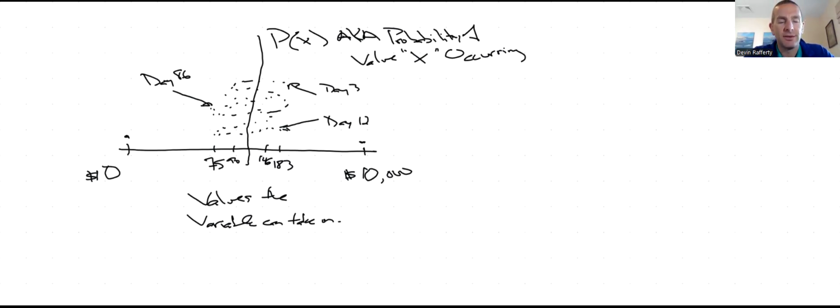So to fully explain this graph that I've made here, this distribution: on the horizontal axis, we have the potential values that the variable can take on. IBM stock could be $0. It could be $10,000. It could be $75. It could be $183. What's the probability of each one of those values occurring? Well, the probability of IBM stock being $0 is very low. It doesn't go very far up the vertical axis. At the same time, the probability of $10,000 is very low as well. That's not going to happen either.